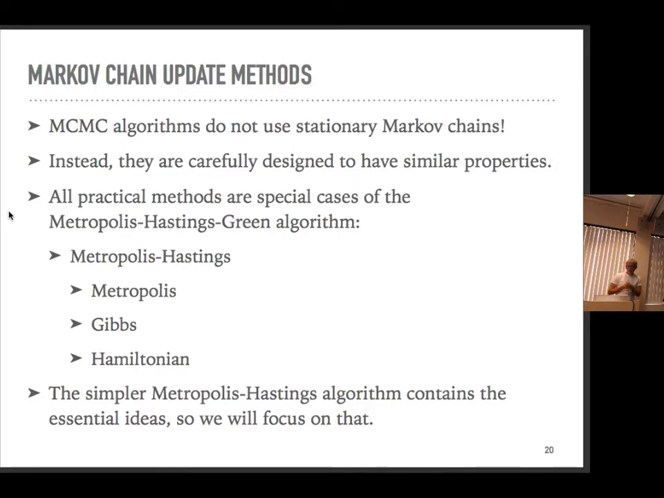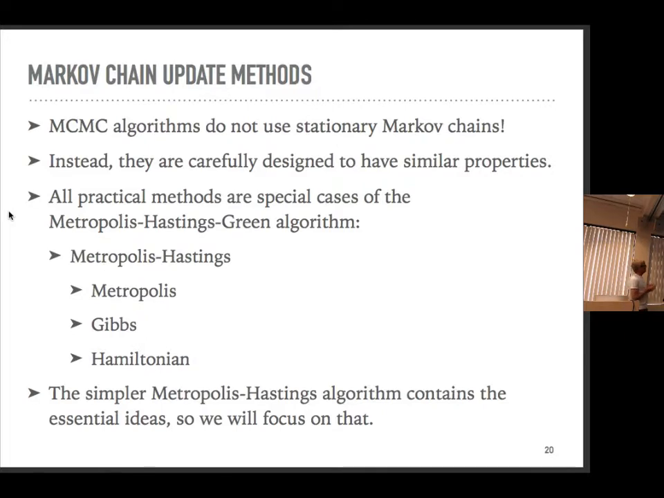Okay, so a surprising fact is that I kind of made a big deal about stationarity and reversibility. It turns out that all practical MCMC algorithms actually do not use stationary Markov chains. So why do we care about those properties? Because what we do is we carefully construct our update rule or our transition probability so that we're going to have a chain that has similar properties.